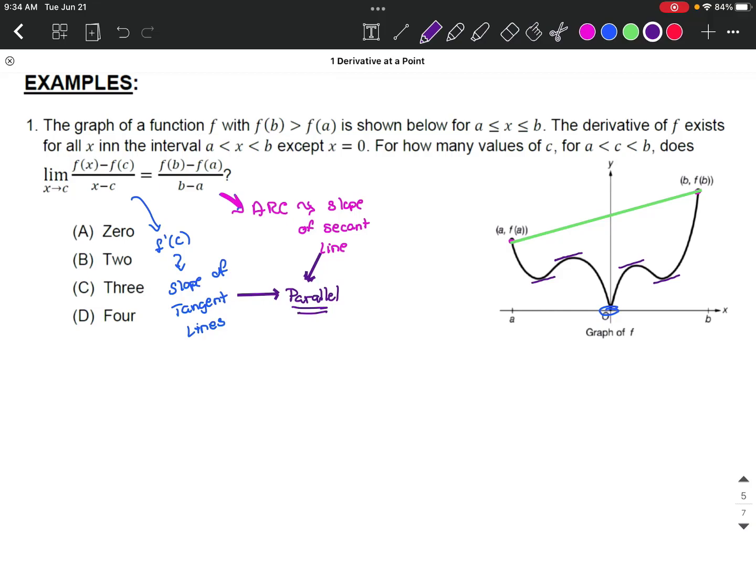I see 4 places where I could do that. Now you just lay your ruler on the green secant line and slide it down at the same angle and see how many times it'll touch. It's going to touch around here, around here, around here, and around here. It looks like it would have touched at 0, but we have that cusp, that sharp corner. There is no derivative there.